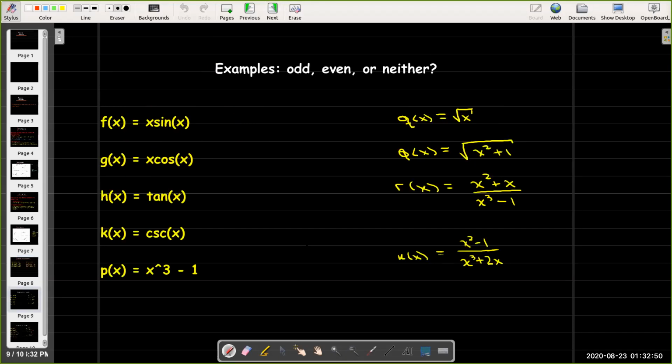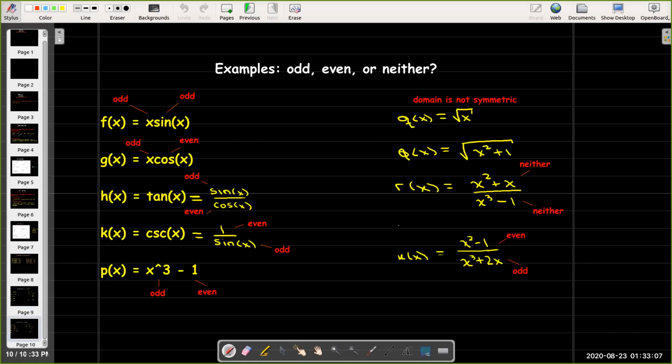So let's look at some examples. What can help us is if we break down as many of these functions as we can as combinations of odd functions and even functions. So f of x, which equals x times sine of x, is the product of an odd function and another odd function, and so the result will be an even function.